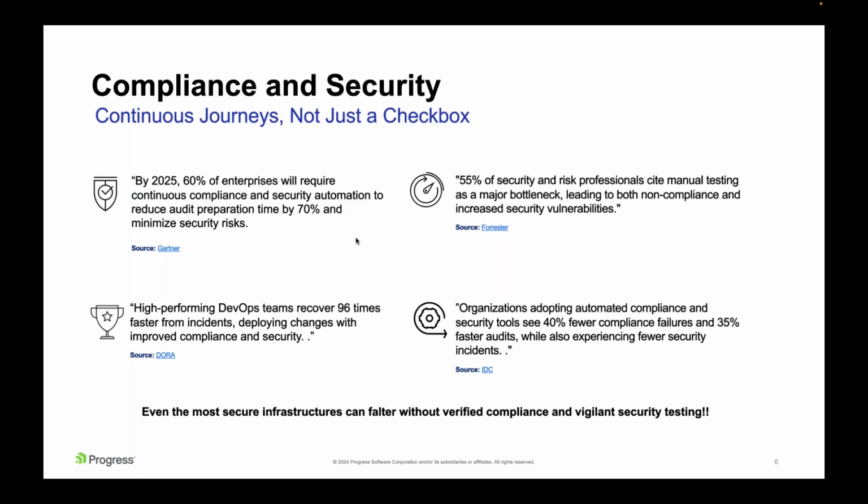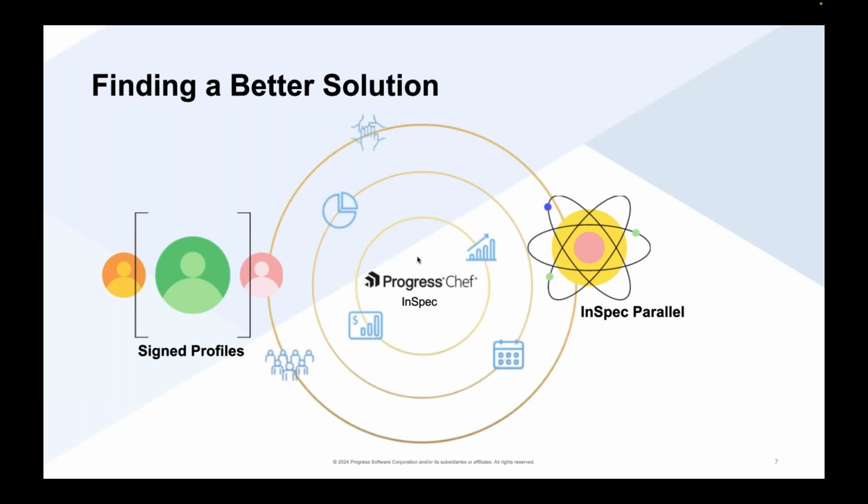These trends underscore the critical need for automation. And in both compliance and security, there is a critical need for automation. Even the most secure infrastructure can falter without verified compliance and vigilant security testing. And to address these challenges, let's explore the two key features of Chef InSpec, that is sign profile and InSpec Parallel. And you see, amongst many powerful features that Chef InSpec has, sign profile and InSpec Parallel stand out. These tools are literally game changers for organizations looking to enhance security and streamline compliance processes.